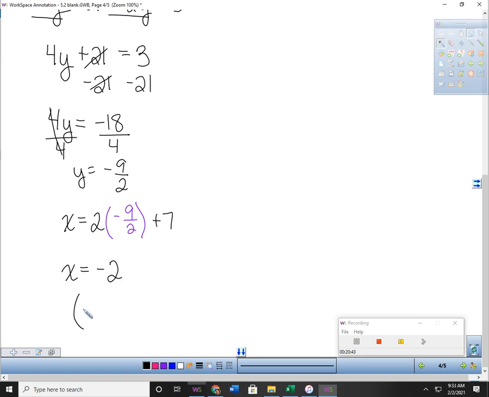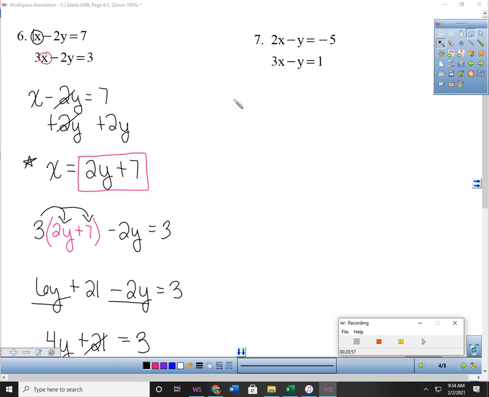So my point of intersection would be an x value of negative 2 and a y value of negative 9 halves. Please don't give me mixed numbers. I want an improper fraction. So there's my point of intersection.